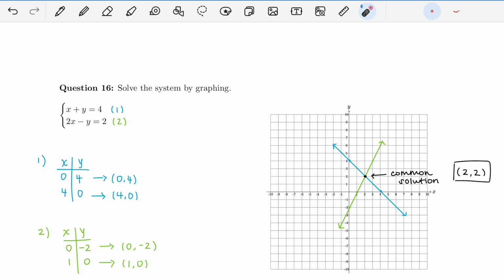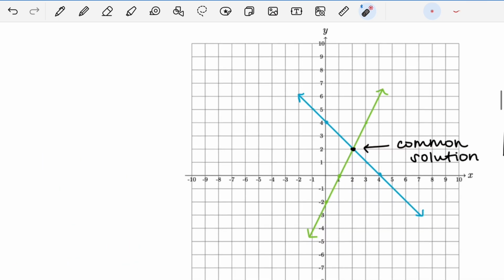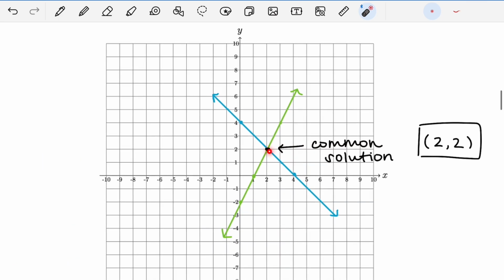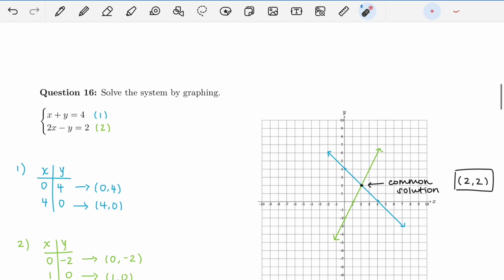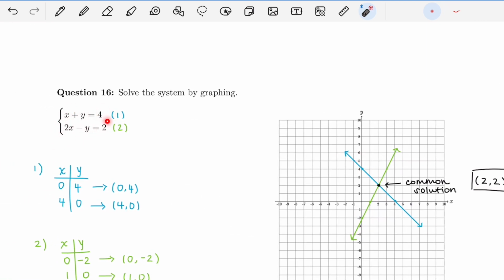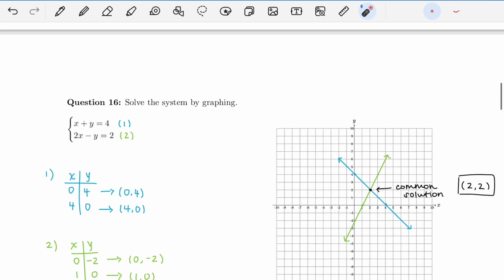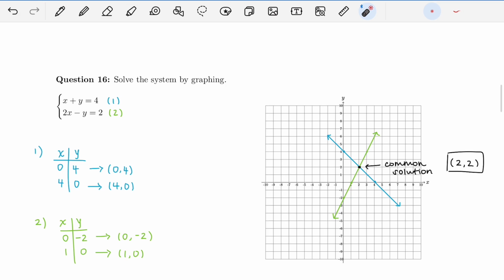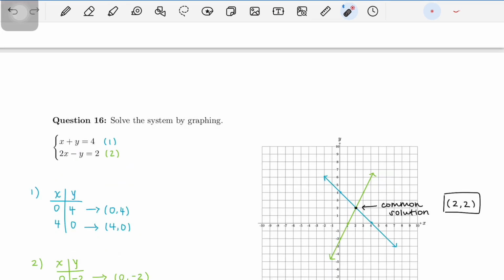Now, to solve the system by graphing, we look at where they intersect. That's going to be this point here, 2, 2. That is the common solution for both of these. So in this case, the solution to the system of equations would be 2, 2. And then we could plug in these coordinates into our x and y values here, like we did in the last example, just to make sure that it is in fact a solution. So this is how we can solve the system by graphing.